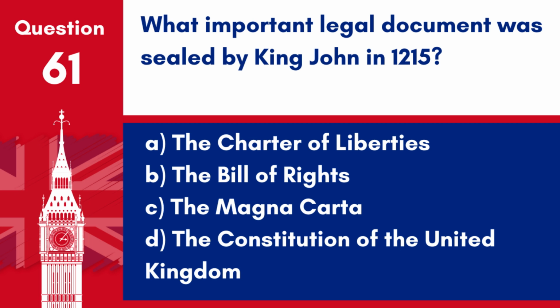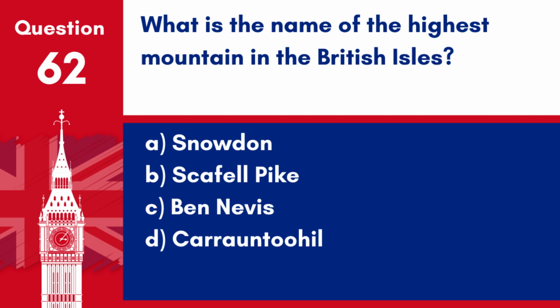Answer C. The Magna Carta. The Magna Carta, sealed by King John in 1215, is a foundational document of English law and constitutional principles. Question 62. What is the name of the highest mountain in the British Isles? A. Snowdon, B. Scafell Pike, C. Ben Nevis, D. Carrauntoohil.